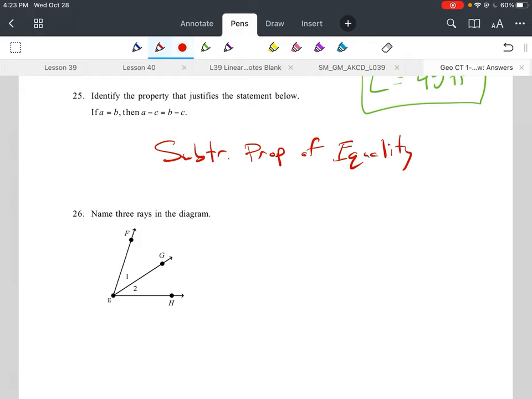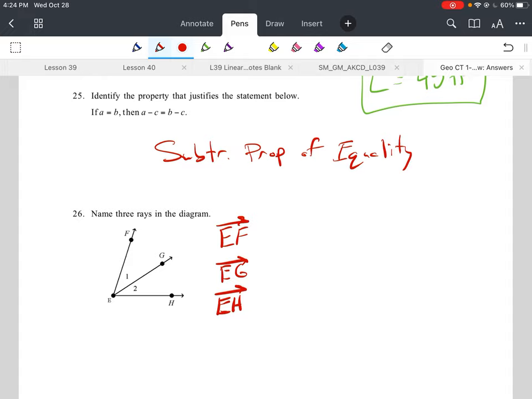I feel like my handwriting is getting worse on this thing, but here we go. It says name three rays in the diagram. Well, you got ray EF. This is insultingly easy, right? EG, arrow goes in the direction of the ray, and EH. Whoosh, done. There they be.